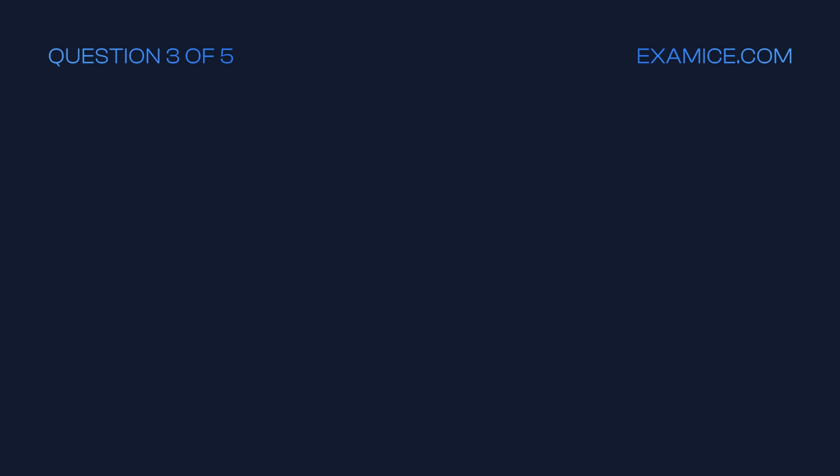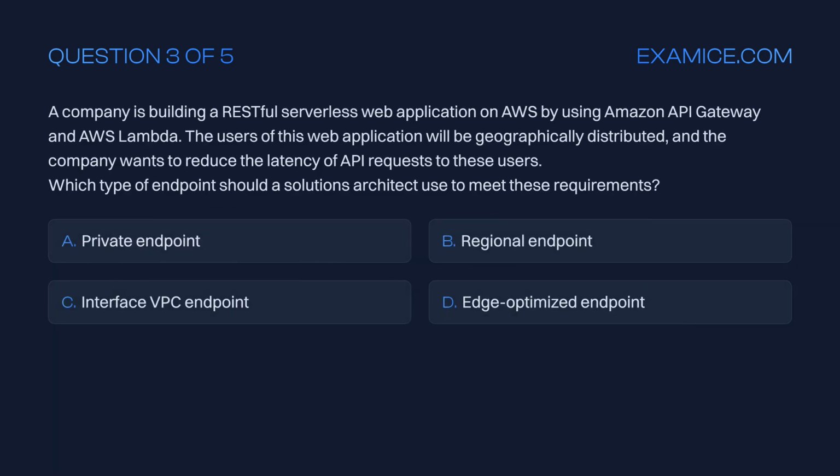Question 3. A company is building a RESTful serverless web application on AWS by using Amazon API Gateway and AWS Lambda. The users of this web application will be geographically distributed, and the company wants to reduce the latency of API requests to these users. Which type of endpoint should a solutions architect use to meet these requirements?